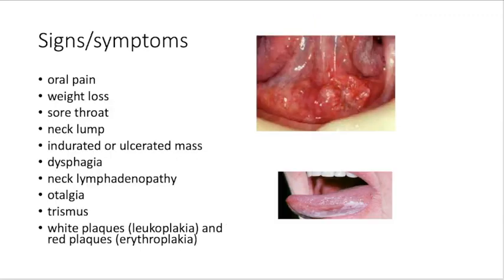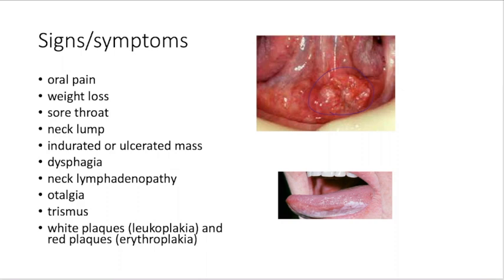So the classic signs and symptoms would be some oral pain, and systemically we would see weight loss, sore throat, neck lump, especially related to some neck lymphadenopathy. And then what you're going to see is some type of indurated or ulcerated mass within the oral mucosa, usually under the tongue is usually where it presents.